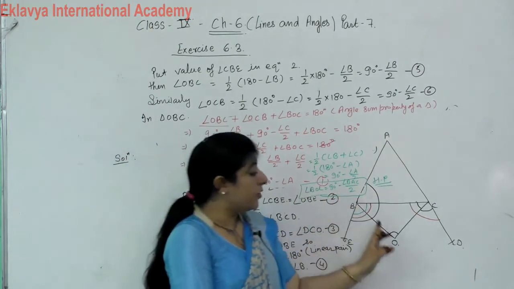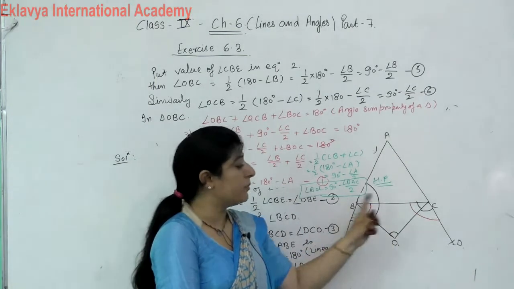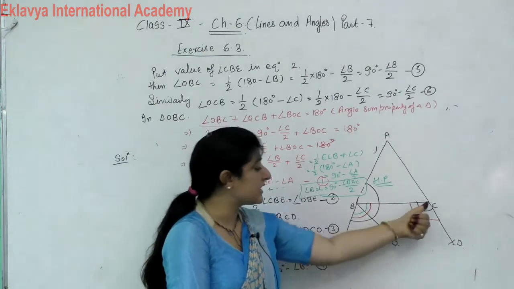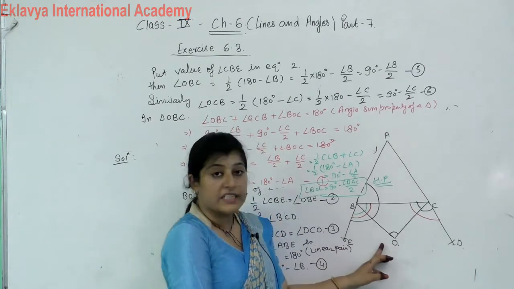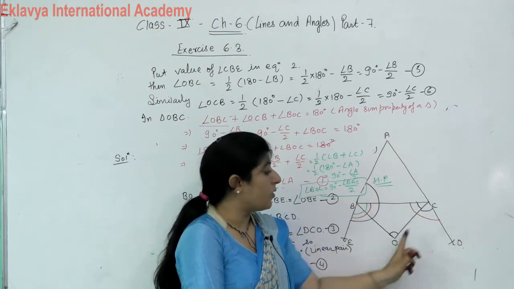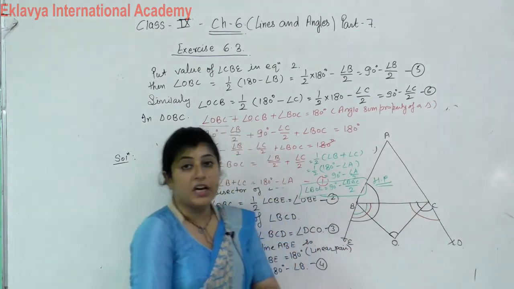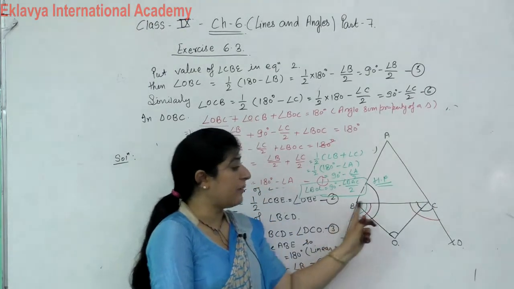Next, BO is the bisector of angle CBE. We need this in triangle OBC. It means this angle OBC is equal to half of CBE. And similarly, OC is the bisector of BCD. That's why angle OCB is equal to half of the angle BCD. Now find the value of this CBE and BCD.